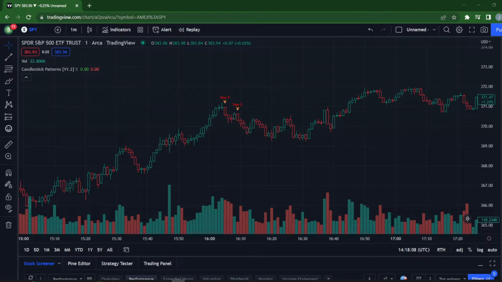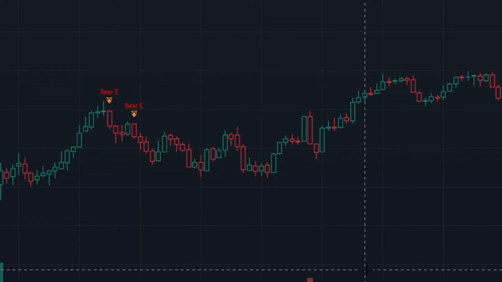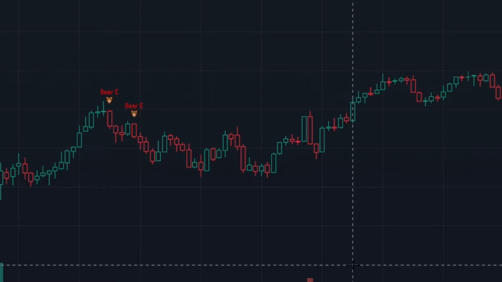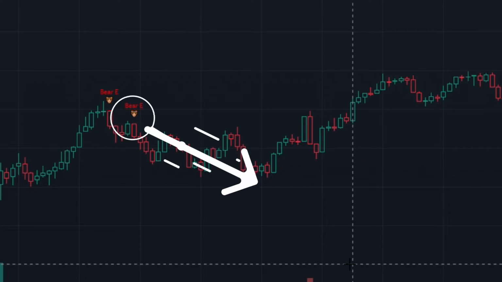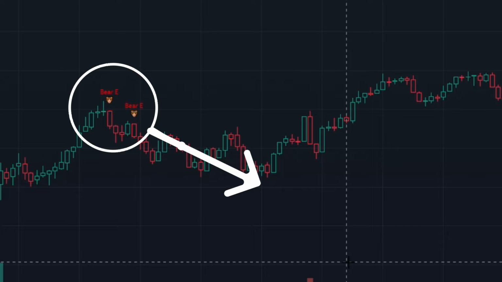Okay, team, so one of my favorite and most effective ways of using Chart Prime to identify tops and bottoms is using their candlestick pattern indicator.